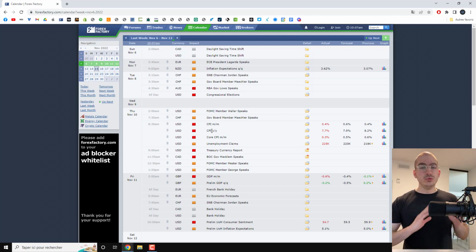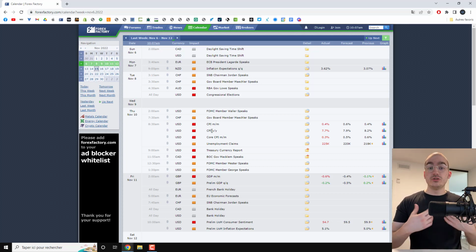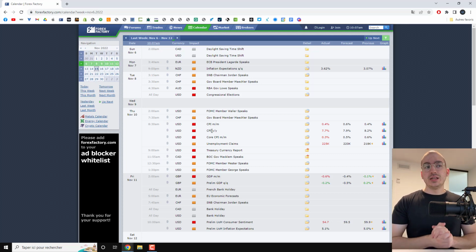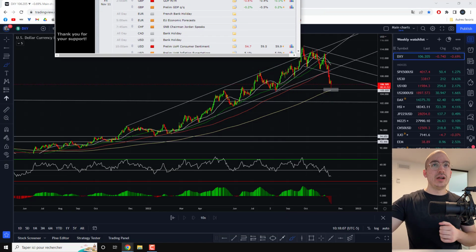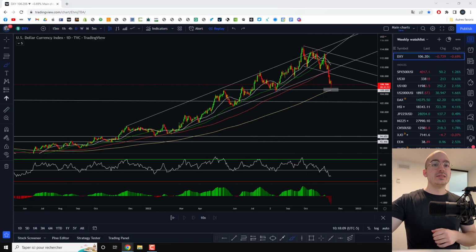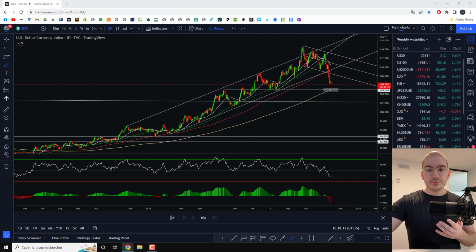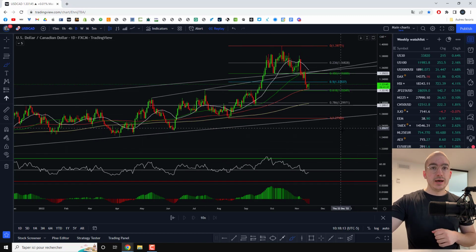So I knew that the moves that we would have at the beginning of the week would not really be moves that we could trust, if that makes sense. And so that's the reason why I was really not interested in trading anything before that. And the trade that I took, as I said, was on USDCAD. So let's just use this Forex pair as the example.